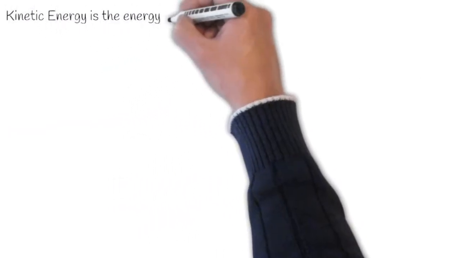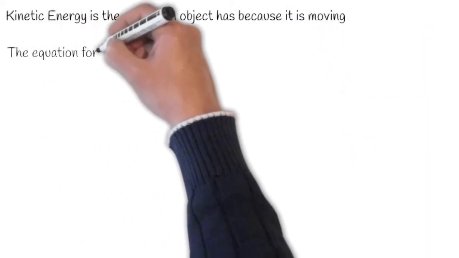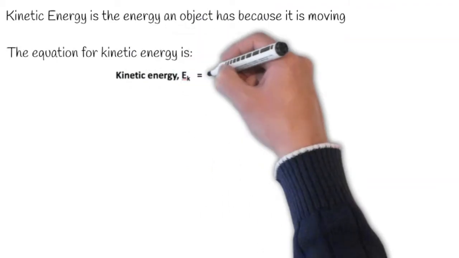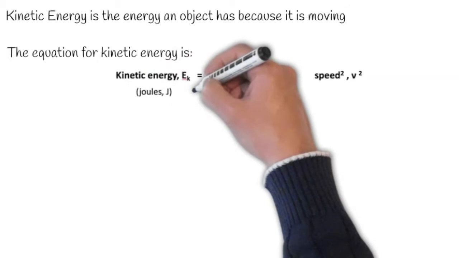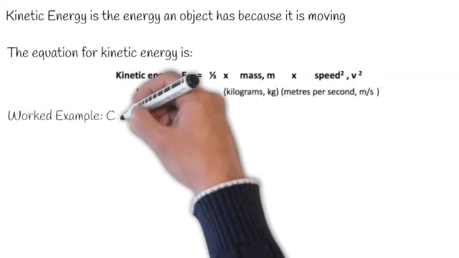Kinetic energy is the energy an object has because it is moving. The equation for kinetic energy is kinetic energy equals half times mass times speed squared. Kinetic energy is measured in joules, mass in kilograms, and speed in meters per second.